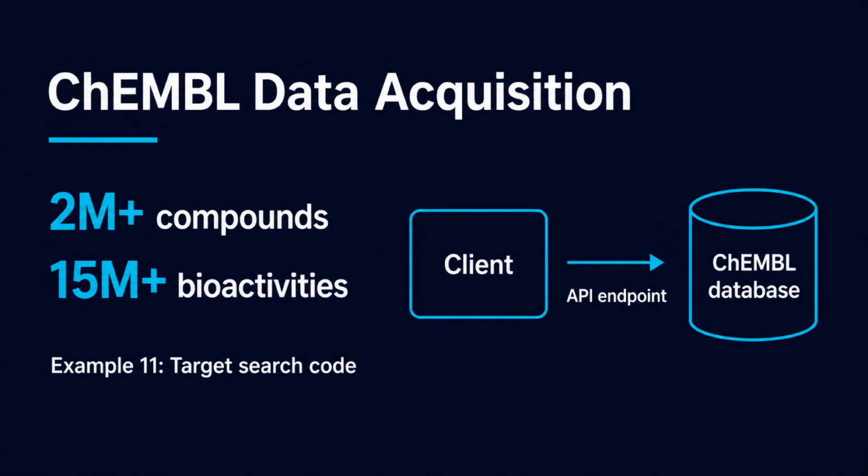Now let's move to ChEMBL data acquisition. ChEMBL is the premier bioactivity database with millions of compounds. Example 11 shows how to search for targets. Import the new_client object from the ChEMBL web resource client package, then call filter on its target endpoint to search by name or target type. For EGFR, you'd search for epidermal growth factor receptor to get its ChEMBL ID.